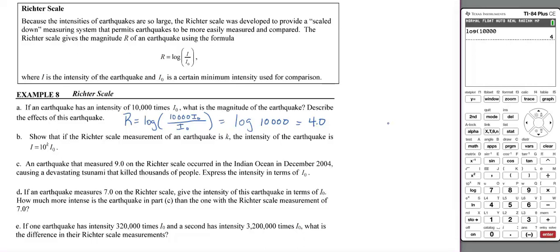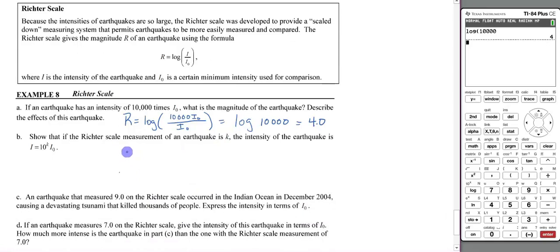Show that if the Richter scale measurement of an earthquake is K, then the intensity of the earthquake is I equals 10 to the K times I sub O. So we can do this by saying R is now going to be K equals the log of I over I sub O. Now I change this to exponential form. 10 to the K equals I over I sub O. If I clear my fractions by multiplying both sides by I sub O, then I would have 10 to the K times I sub O equaling I.